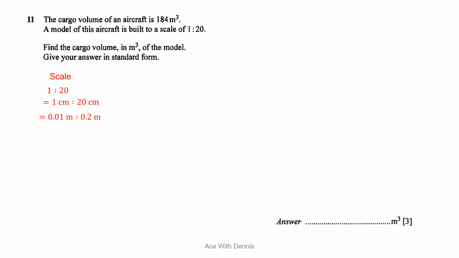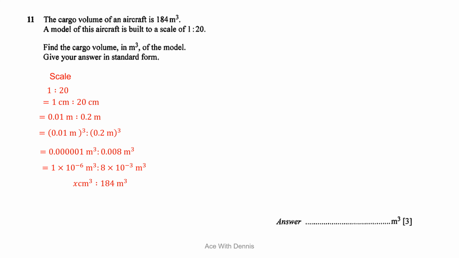So the scale becomes 0.01 meter to 0.2 meter. So we cube both numbers to get the scale of the volume. So 0.01 meter cube to 0.2 meter cube, which gives us 0.000001 meters cube to 0.008 meter cube, which means 1 times 10 to the power of negative 6 meter cube to 8 times 10 to the power of negative 3 meters cube.